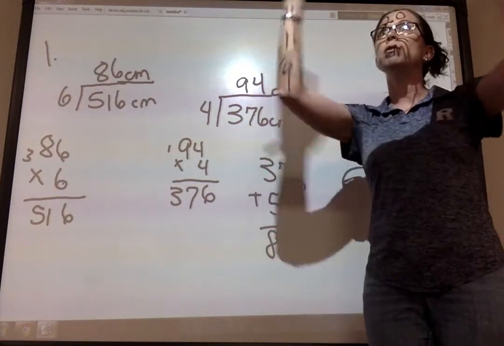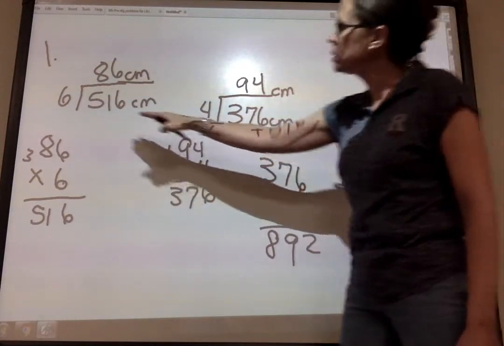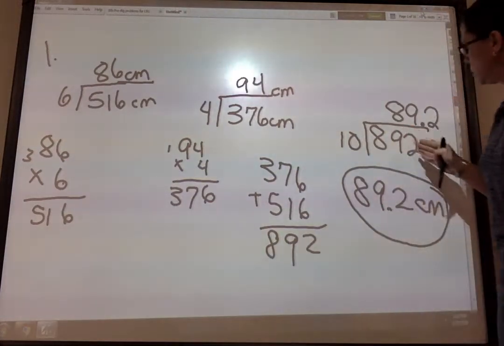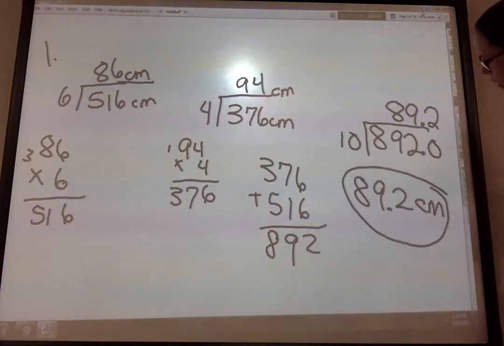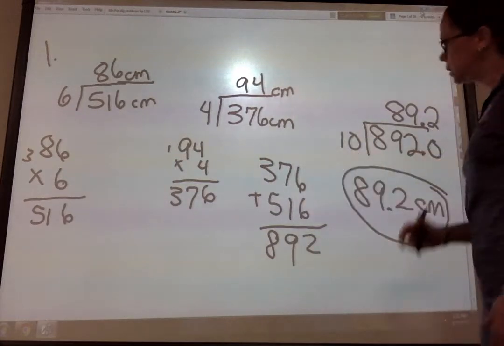Then they want to know the average height of all 10 paintings. So I added 376 centimeters and 516 centimeters. I got 892 centimeters. I divided by 10 and my final answer was 89.2 centimeters. Make sure to pause the video anytime that you need to write some of this stuff down.